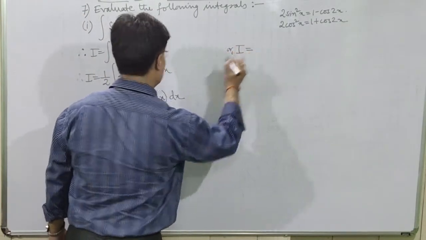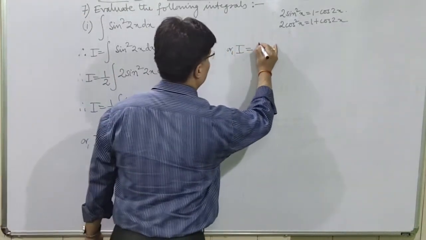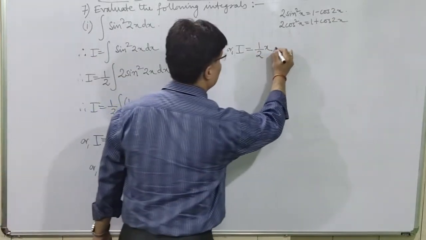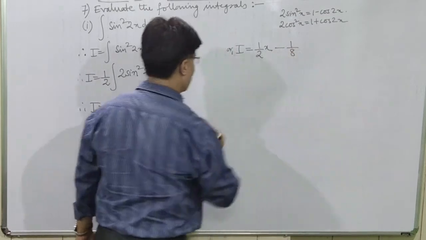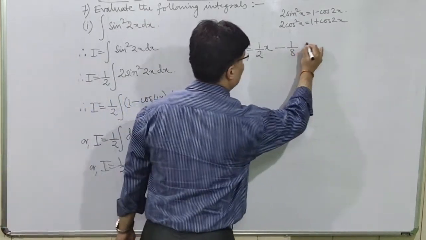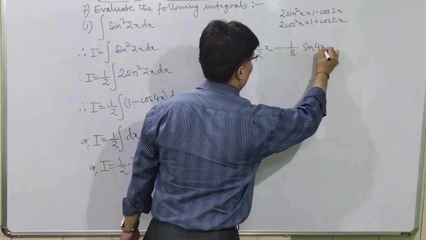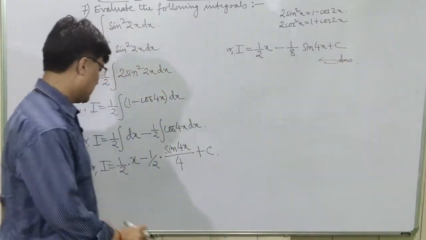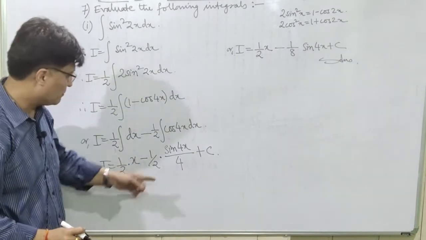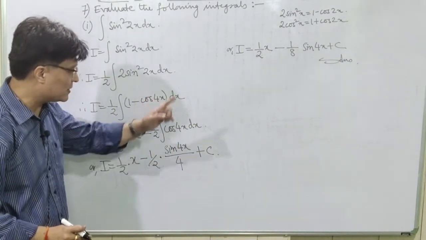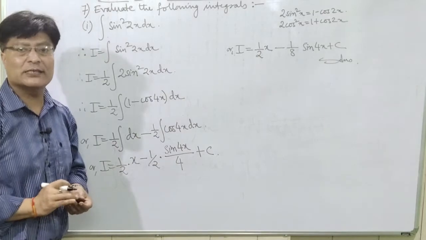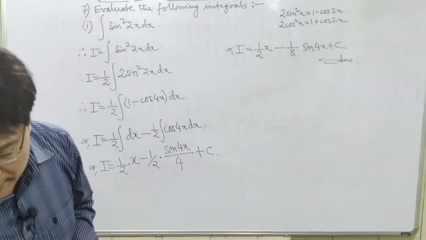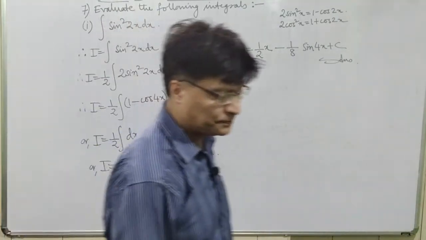So what is the final answer now? I is equal to half x, then minus 1 by 2 fours are 8, then sine 4x plus c. So this is the answer. That is half x minus 1 by 2 fours are 8, then sine 4x plus c. So this is the final answer. So you can copy it. Now we will do the next question.